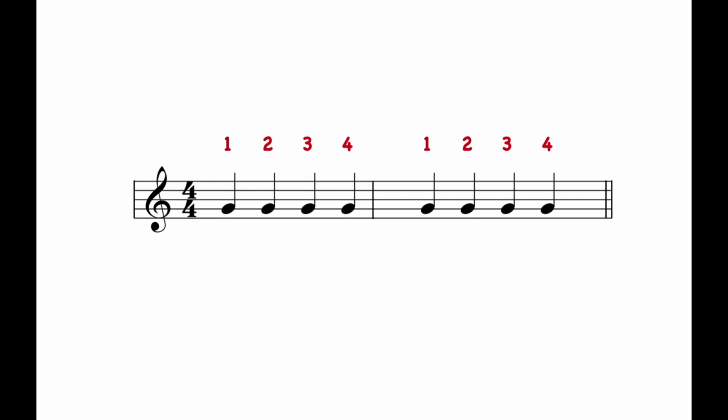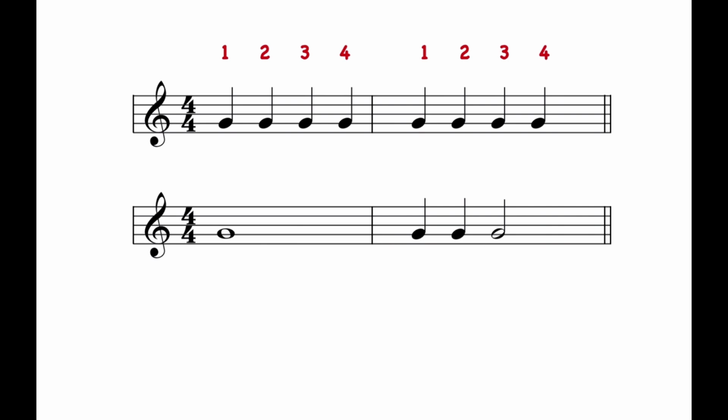Now, it's important that you know that just because the time signature says 4 quarter notes in a bar doesn't mean you have to use quarter notes when you're writing music in that time signature. As long as the notes you use add up to 4 quarter notes in a bar, you can use whatever you like. So for instance, I could write it like this.